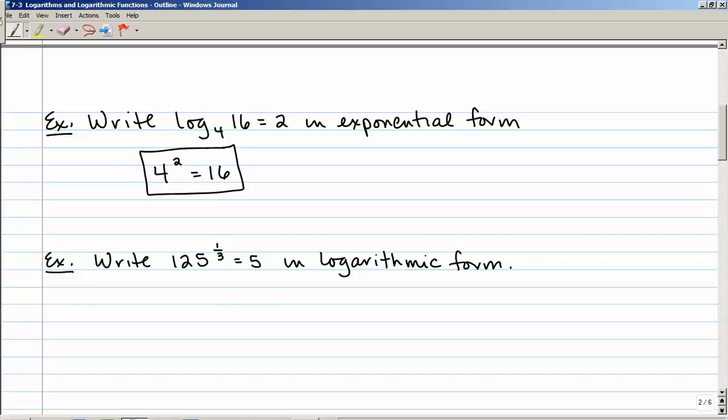Now let's go the other direction. Here I have 125 raised to the 1/3 power equals 5. I need to write that in logarithmic form. So I write the word log. My base is 125, and I say the log base 125 of 5 equals 1/3. It's just something you have to memorize, get used to where the numbers go. So your base is down here, the exponent is to the right of the equal sign, and what it equals is the large number after the base.